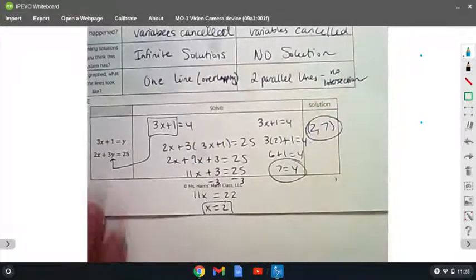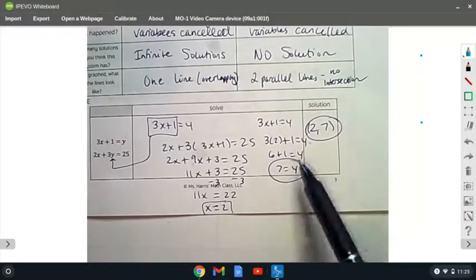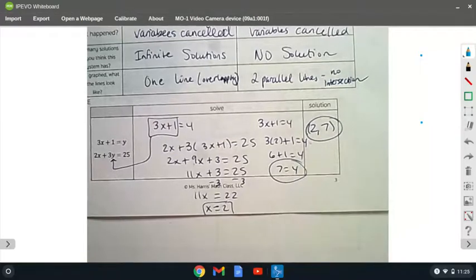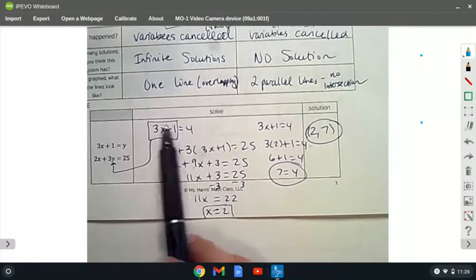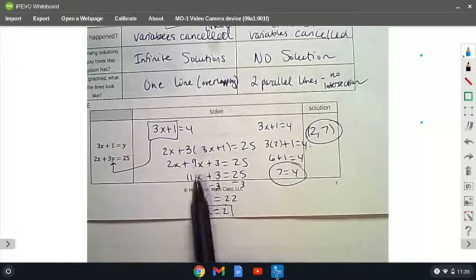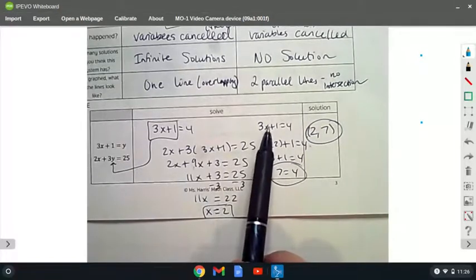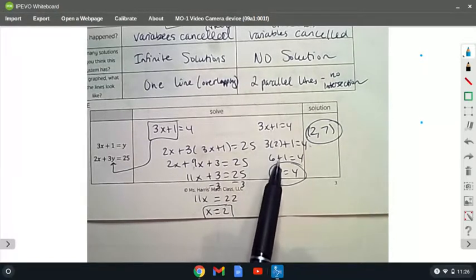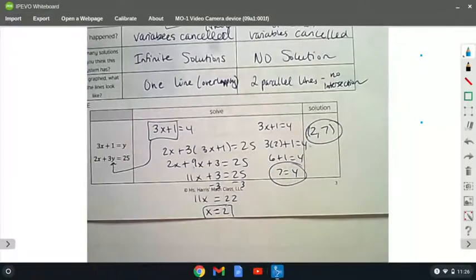Okay, hopefully you got a chance to try this problem and paused. What I got here is (2, 7). So I plugged in this expression for y. I solved and got x equals 2. Then I plugged it into my first equation. 3 times 2 is 6 plus 1 is 7.